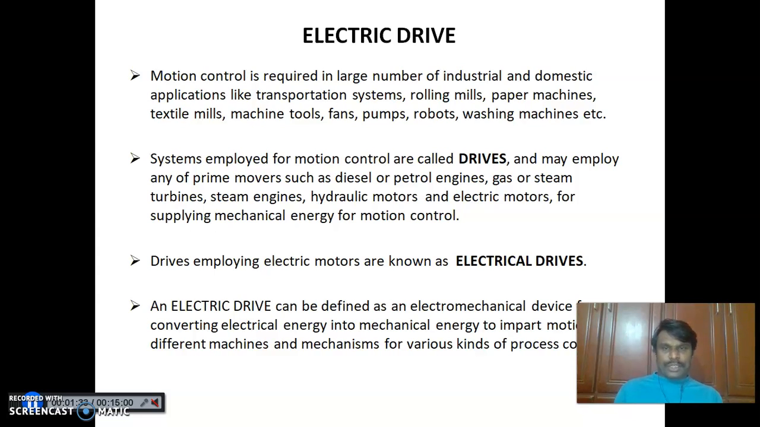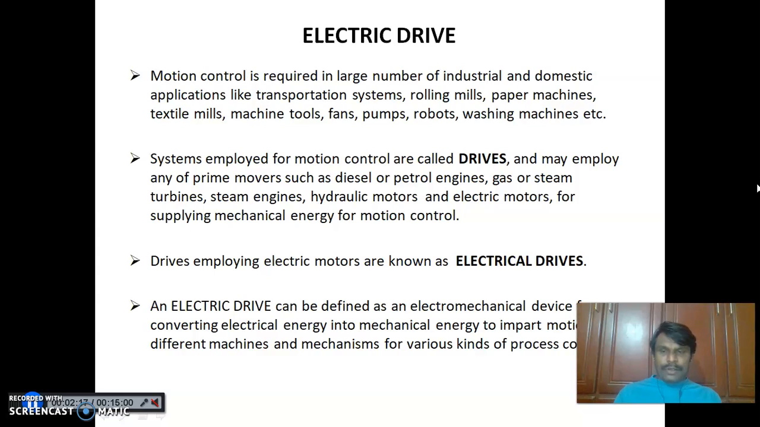Motion control is required in a large number of industrial and domestic applications, like transportation systems, rolling mills, paper mills, textile mills, machine tools, fans, pumps, robotics, washing machines, etc. A system applied for motion control is called a drive. The definition is that any system applying motion control is called a drive.